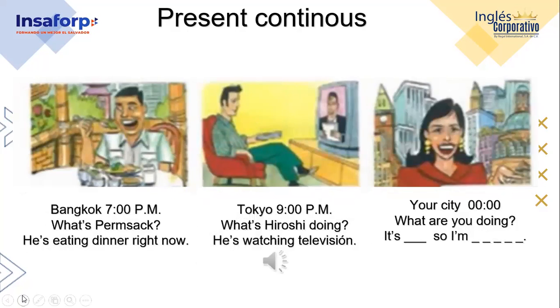So Bangkok and Tokyo and your city. What time is it in Bangkok? What time is it there? 7:00 p.m. Thank you. What about Tokyo? What time is it there? It's 9:00 p.m. And what about your city? What time is it in El Salvador? It's 8:42.